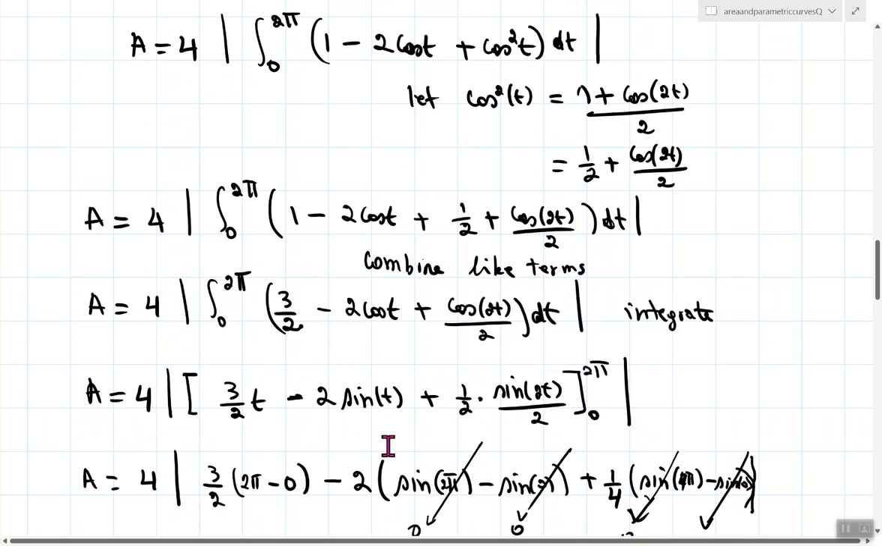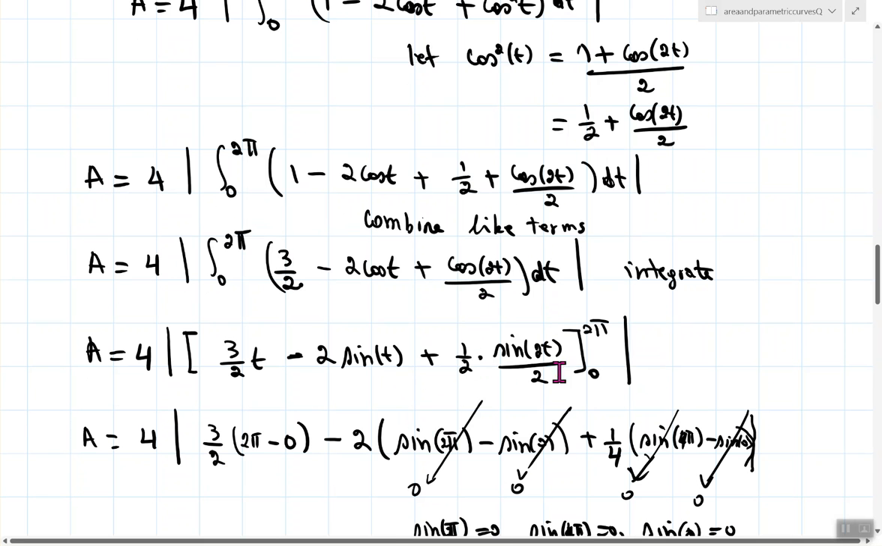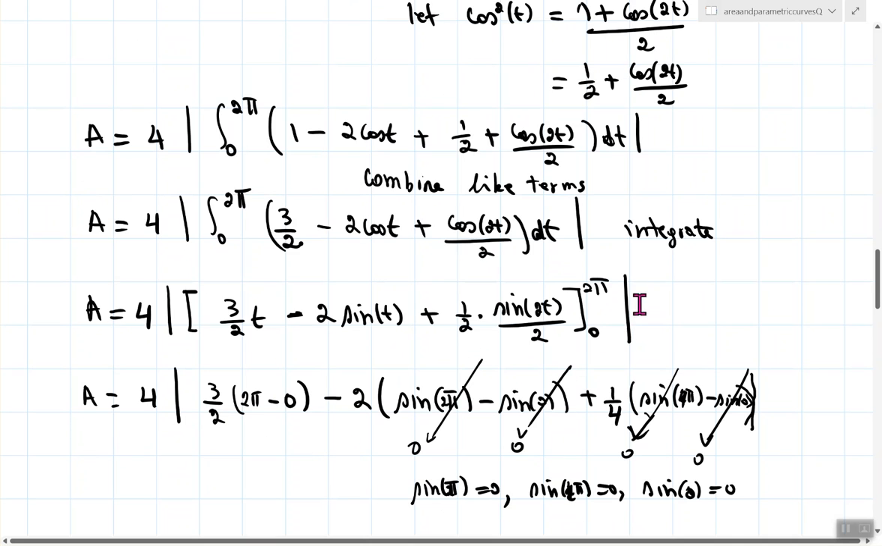Now we can integrate. When you integrate the 3 over 2, you get 3 over 2 t minus, when you integrate cosine t, you get sine t. When you integrate cosine of 2t, you get sine of 2t over 2, and then times 1 over 2. So you evaluate from 0 to 2 pi. First you plug in 2 pi for t. Wherever t is, you put 2 pi.